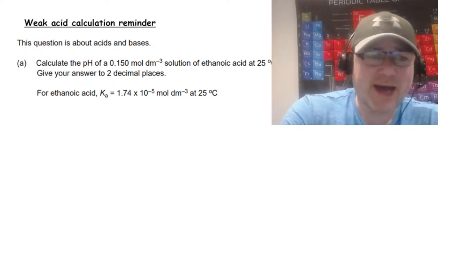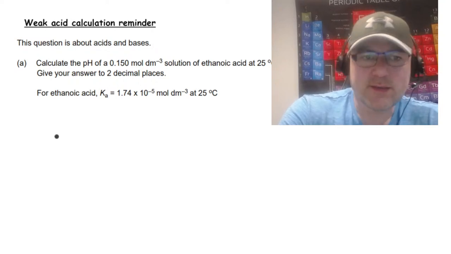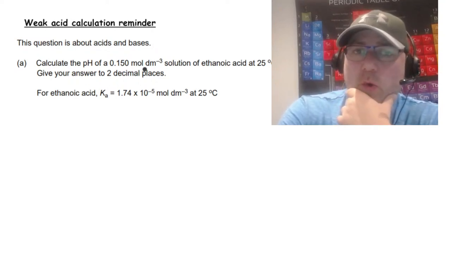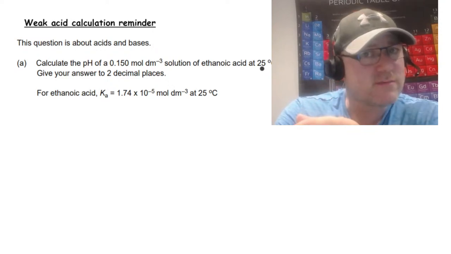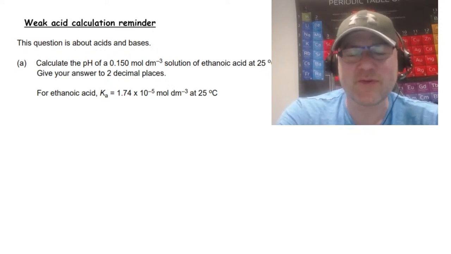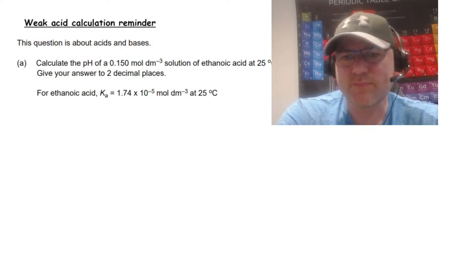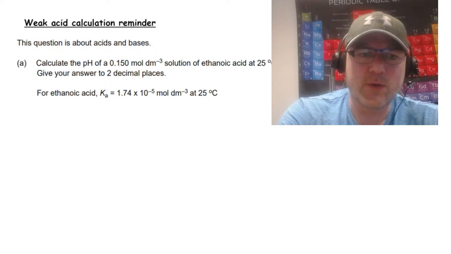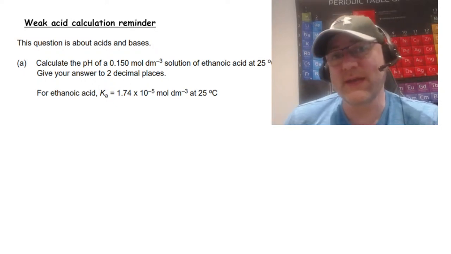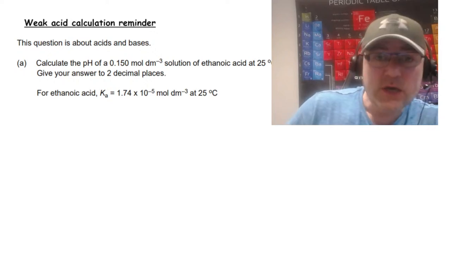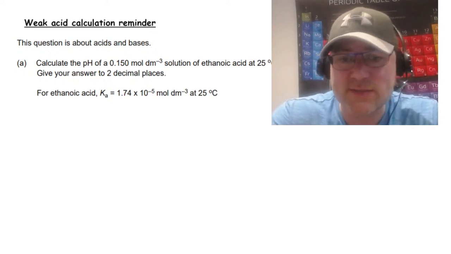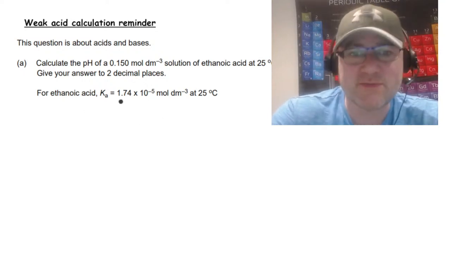So, question about acids and bases. Calculate the pH of a 0.150 mole per decimeter cubed solution of ethanoic acid at 25 degrees. Do you know the answer? What's 25 degrees in Kelvin? Well done if you got it right. 25 degrees in Kelvin is 298 K. Boom! Awesome. So yeah, 298 K, that's what Kelvin is for 25 degrees if you're doing your conversions.